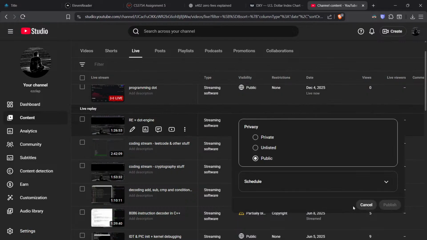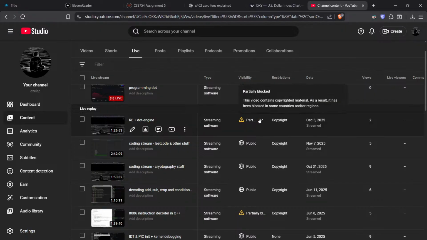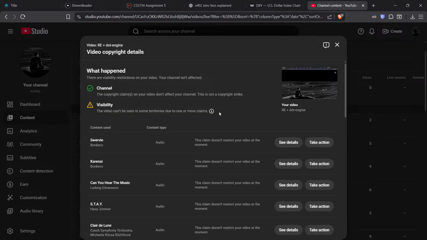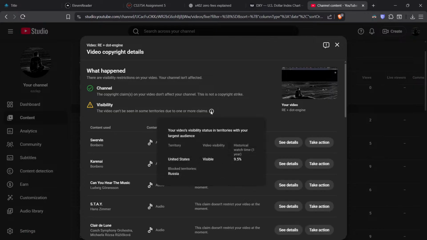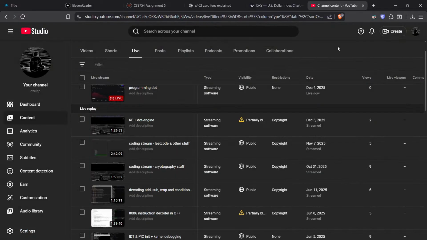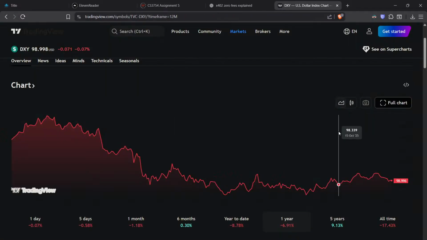But this is partially blocked. Huh? Why is that? How do I see details? Who can't see it? Russia. Yeah, I don't really care. Cool. So how do we do this?